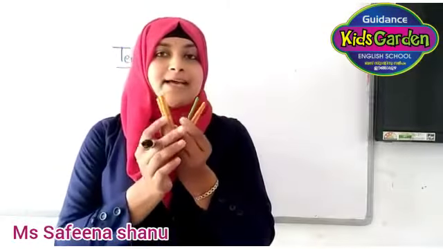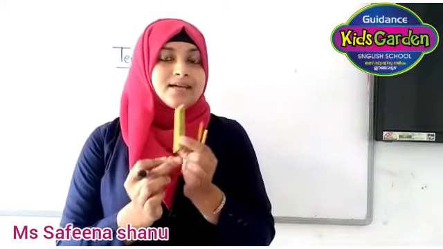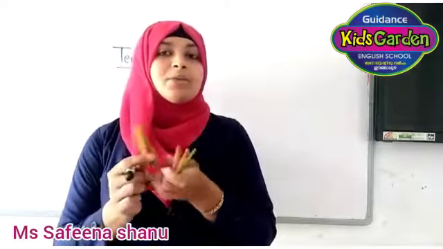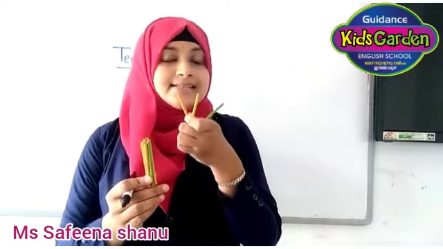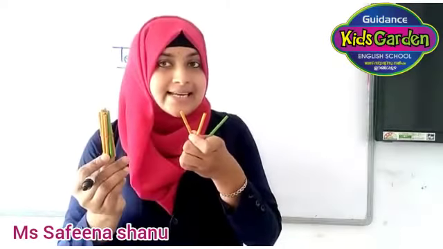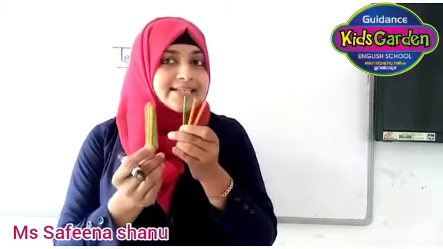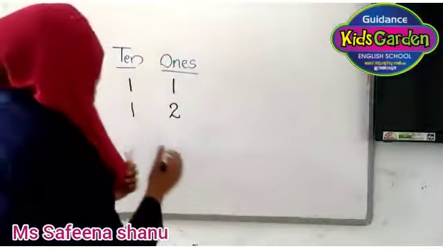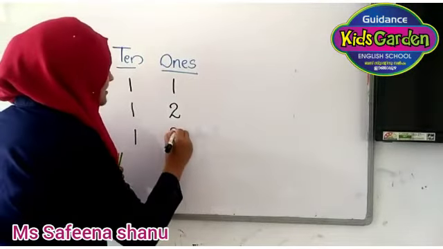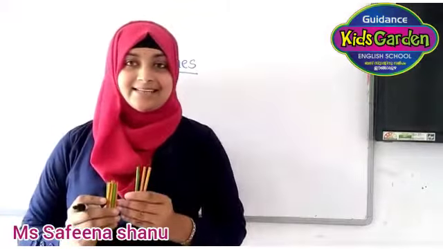How many tens in my hand? 1 ten. How many ones in my hand? 3 ones. 1 ten and 3 ones is equal to? 13.